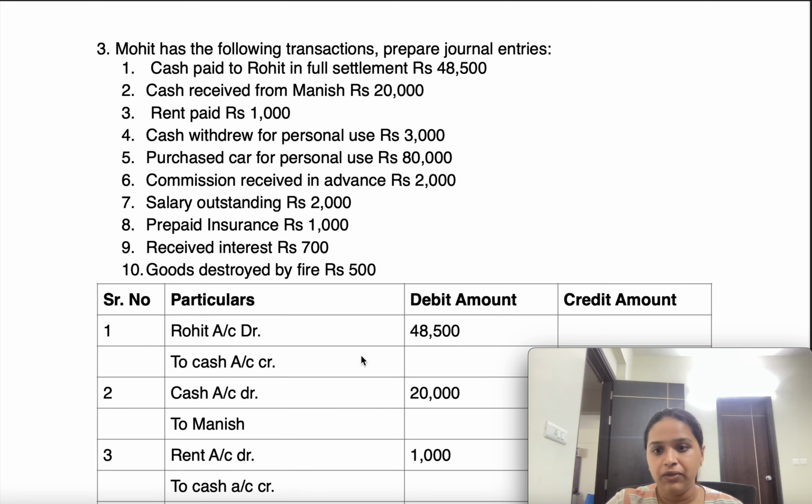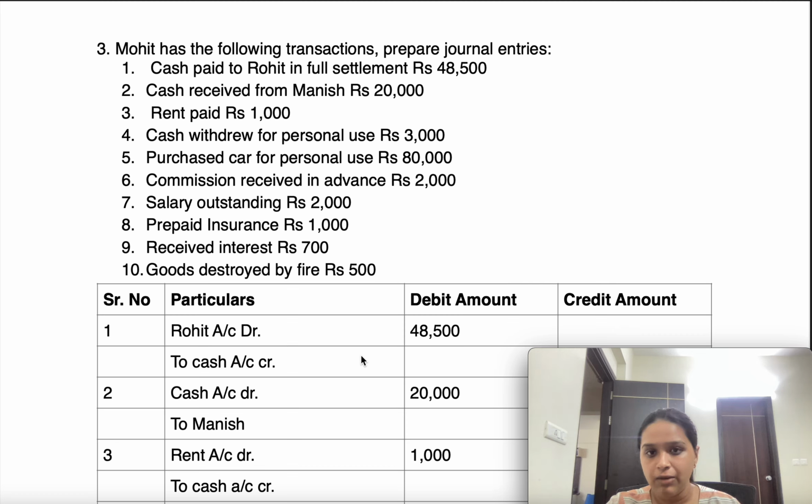Next, this might feel very complicated. So cash paid to Rohit in full settlement. So Mohit has incurred some sort of transaction, which means they have not paid Rohit yet, they have to make a payment. Now in the first point they are saying that Mohit has released the full settlement payment of around 48,500. It means cash is going out from the business and cash is a real account, so we have to credit, right?